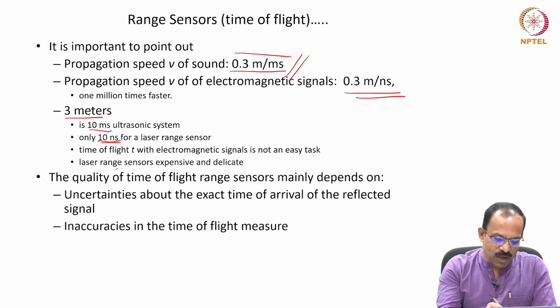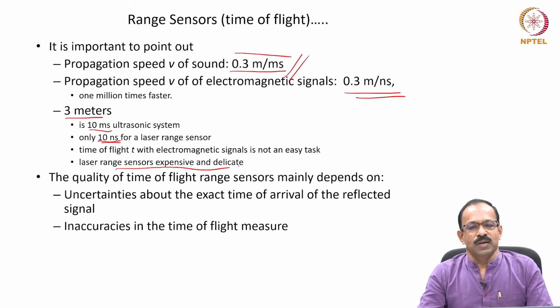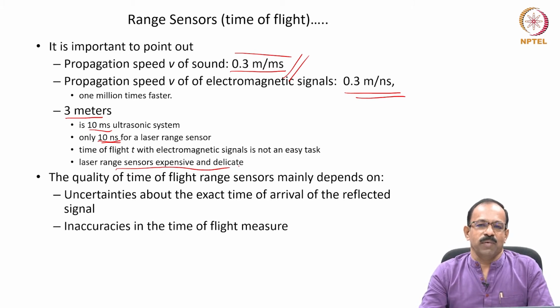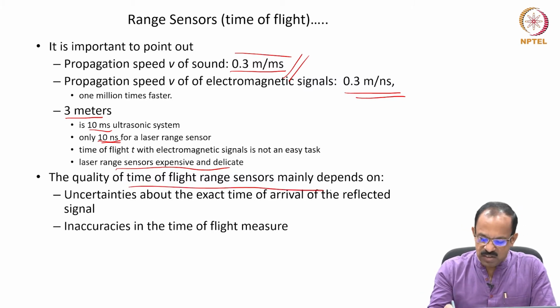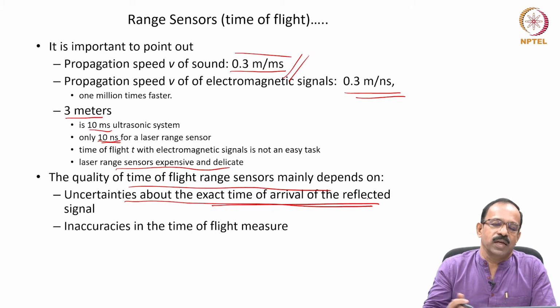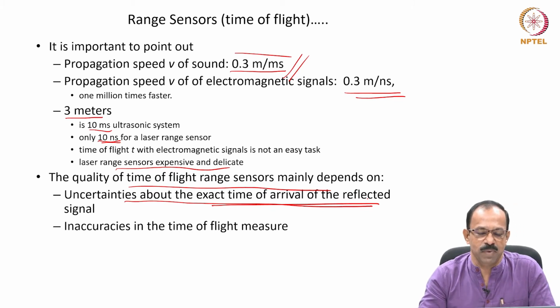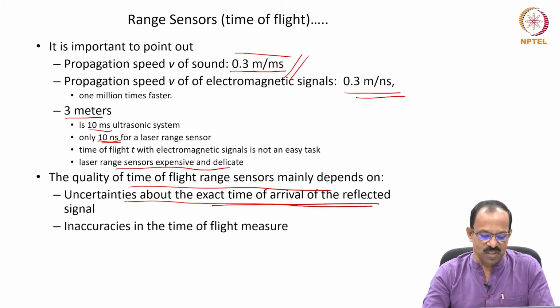Okay, so, we need to have a more expensive way of measuring the time gap between the transmitted signal and the received signal. And the quality of time of flight range sensor mainly depends on uncertainties about the exact time of arrival of the reflected signal. So, if you make any error in that measurement, then the whole sensing is gone. So, you cannot have a good sensing using that sensor.